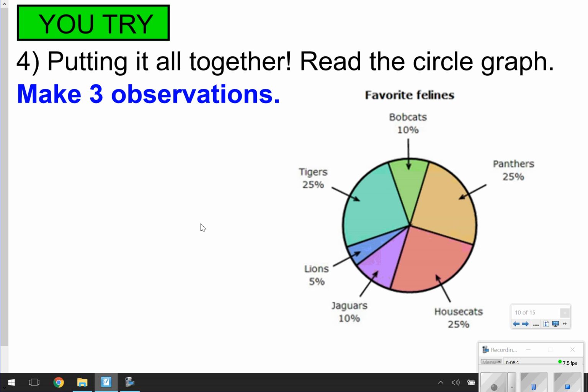Here's another one where you're going to pause the video and try this one on your own. Notice how number 4 has A, B, and C. So you need to go ahead and make 3 observations. Observations could be like, what's the largest percentage? What's the smallest percentage? Or what type of question you think was asked here. Go ahead and take time to pause the video, make your observation, and then click play to finish out the video.